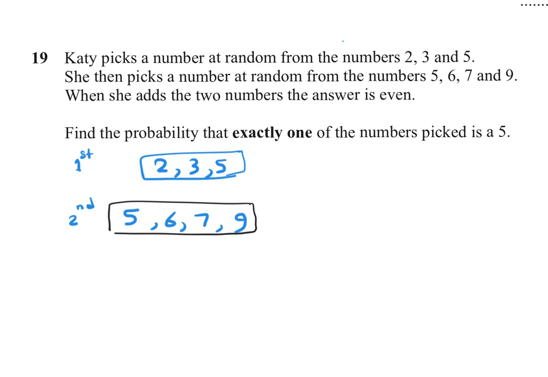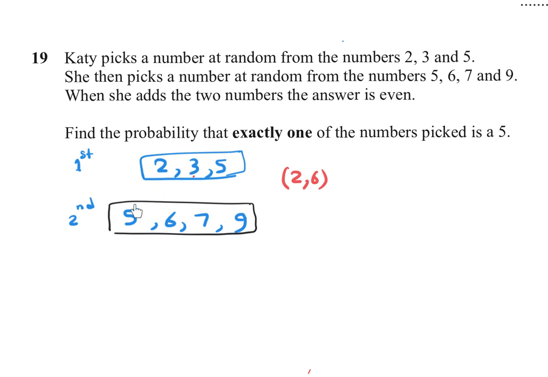Now, because it's given to you that the sum is even, we focus on the outcomes such that the sum is even. For 2, 2 plus 5 is 7, 2 plus 6 is 8, so 2 and 6. So the first outcome, if we pick 2 first, 2 and 6 will give you an even number. Second one, 2 and 7 doesn't work, 2 and 9 doesn't work. Now if we start with 3, I need all the possible outcomes such that the sum is even, because it's given to you that it's even, this is conditional probability.